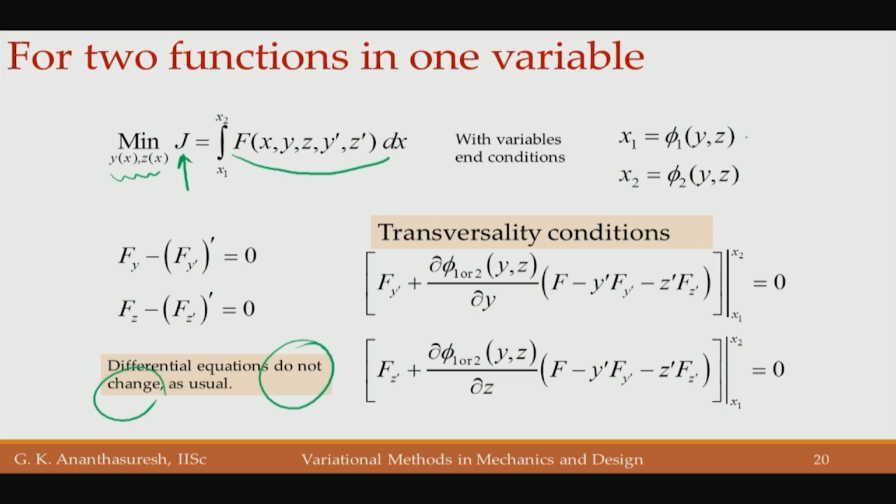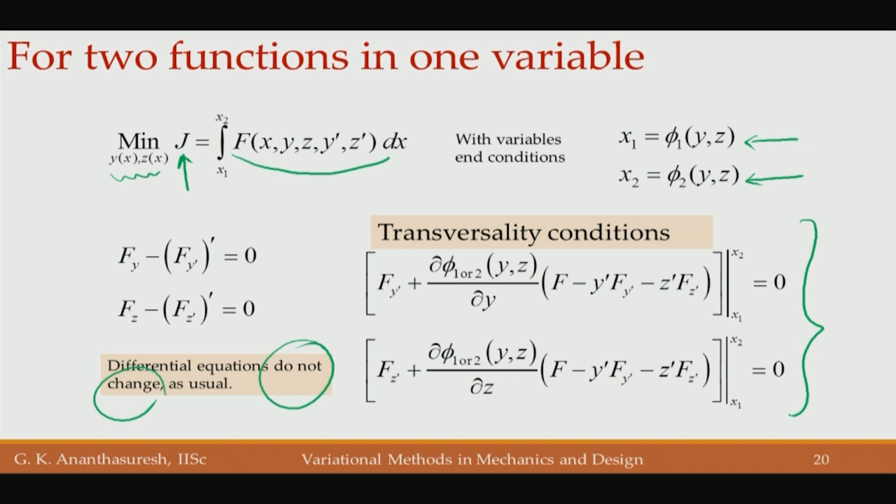We are saying that x1 and x2, the boundaries, are controlled by two functions phi1 and phi2. There is a relationship between y and z at one end and the other end. Two functions are there, and they are connected to each other. In that case, we can establish transversality conditions that are shown here. Those of you who are interested can derive these in the same manner that we followed earlier.